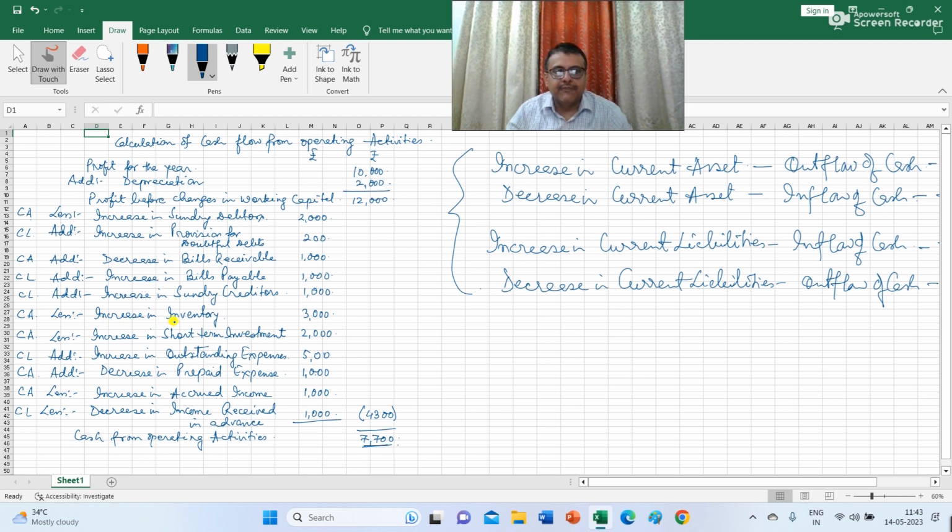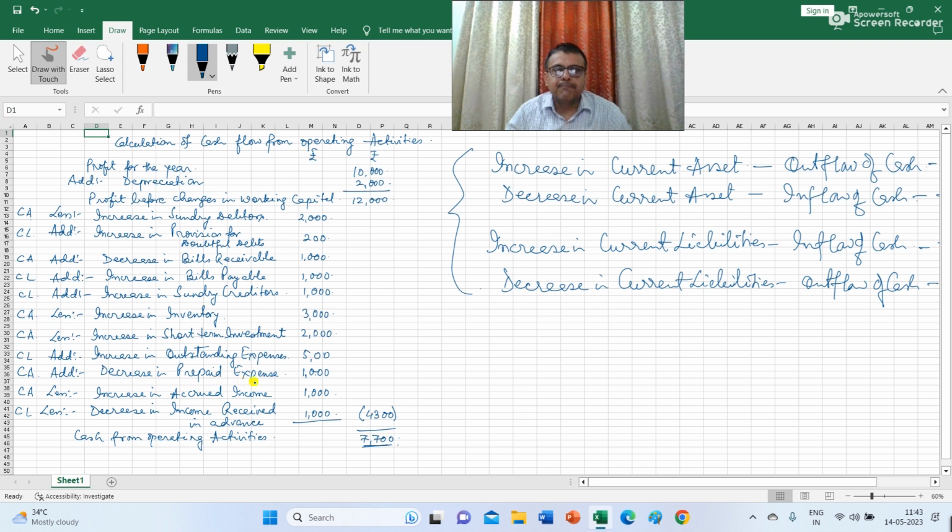Then there is an increase in inventory. It means there is outflow of cash, and I have reduced the difference. Then there was a short-term investment. Increase in the short-term investment, it represents outflow of cash. I have reduced it for rupees 2000. Then there was an increase in outstanding expense. Outstanding expense means a part of your current liability. And if there is an increase in outstanding expense, it represents inflow of cash, that is 500 rupees.